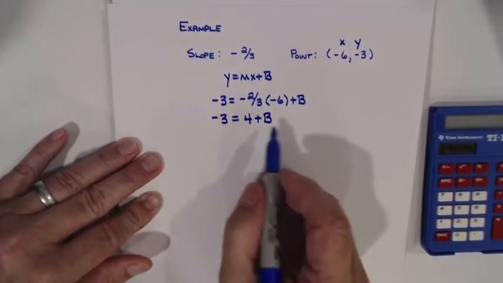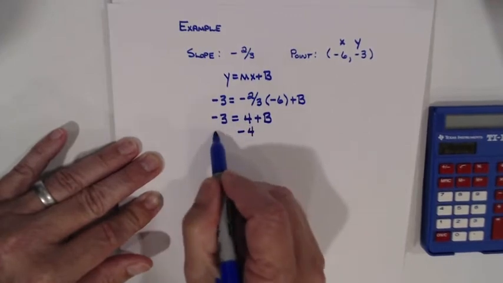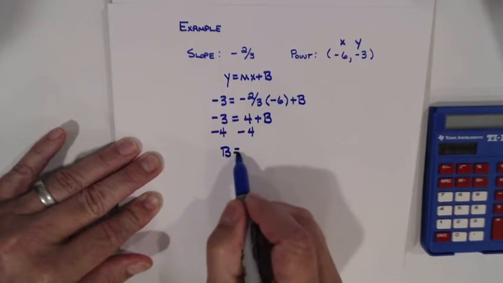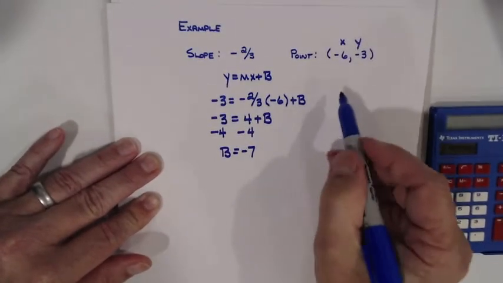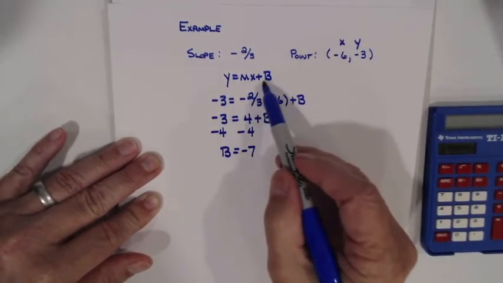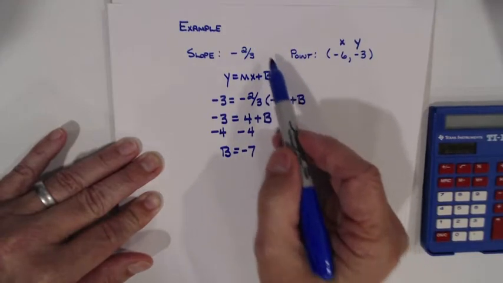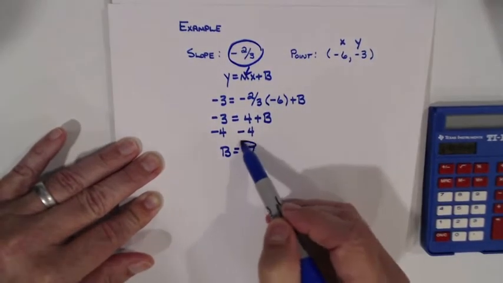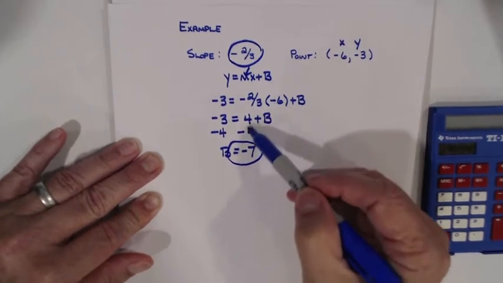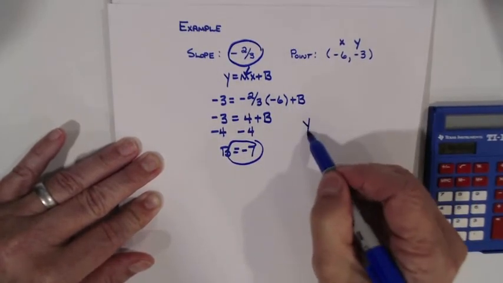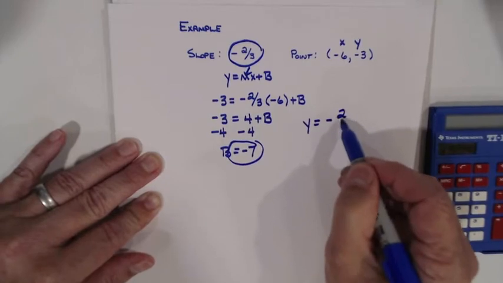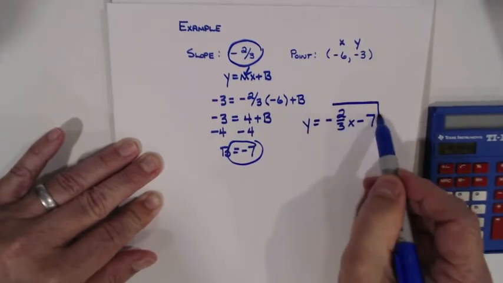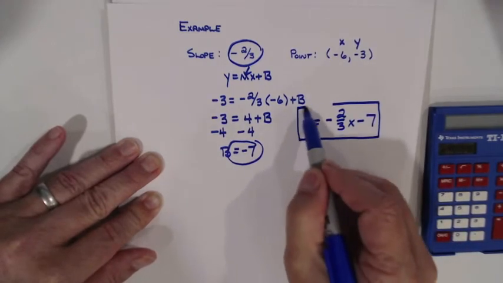I need to solve this. Subtract 4 from both sides. b is equal to -7. I need to plug in my information in the right spots right here. I've got my slope, which goes in this spot right here. I've got my y-intercept, which goes in this spot right here. y is equal to -2/3 x minus 7. There's the equation of that line.